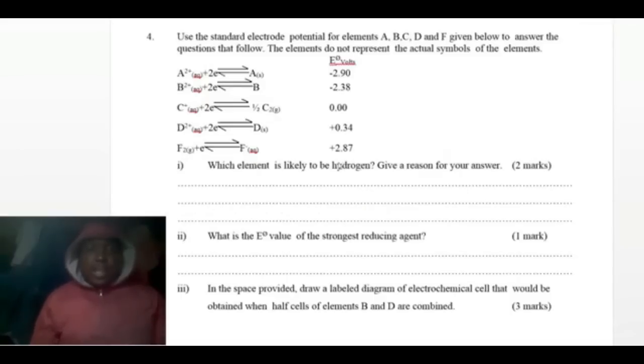Another sure bet question we want to look at is electrochemistry. An electrochemistry question will not be missing in any chemistry exam. So electrochemistry.